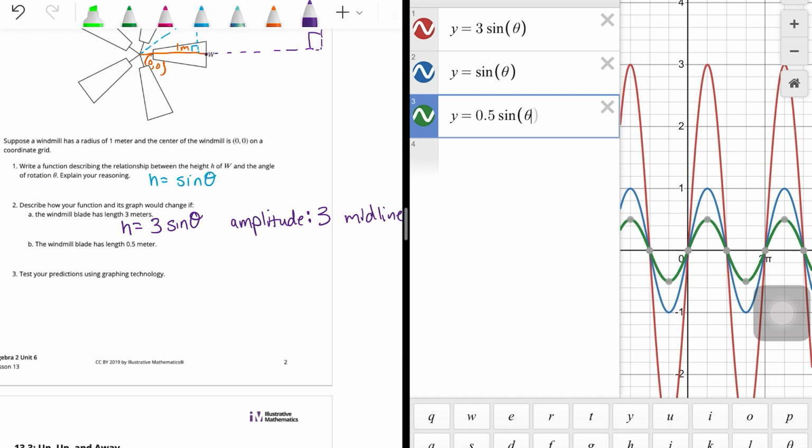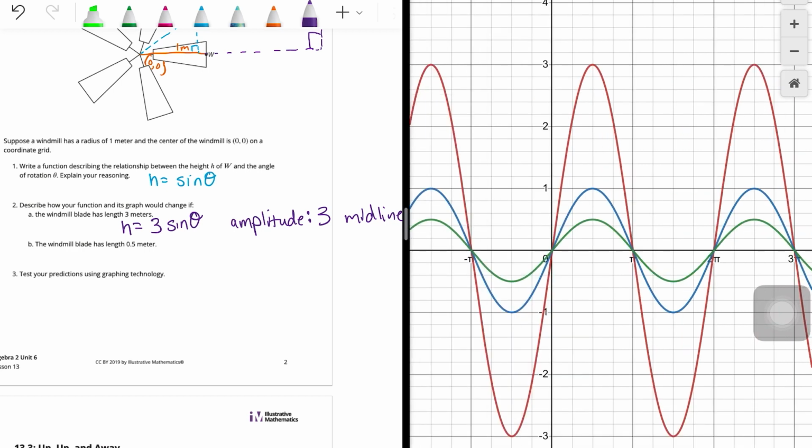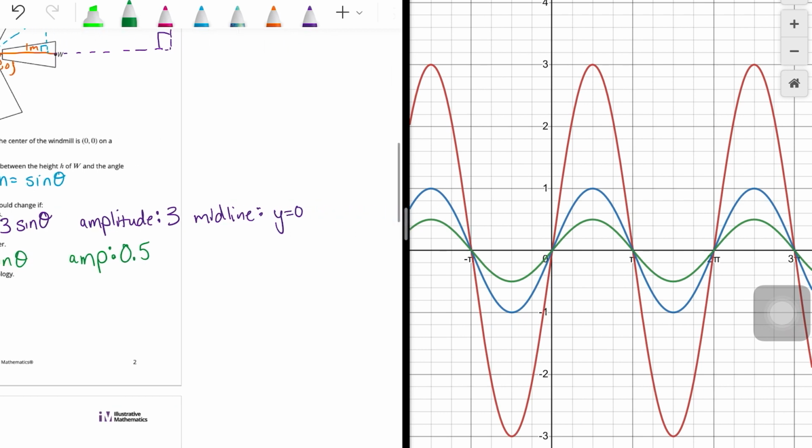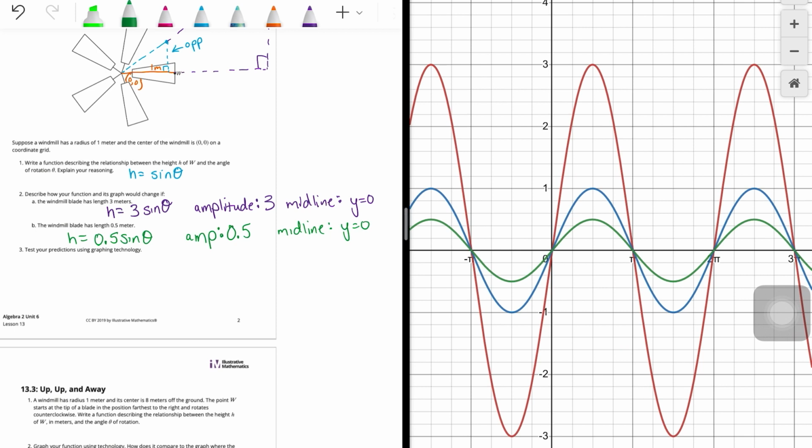And you can see now that it got shorter. So we have h equals 0.5 sine of theta. And so now our amplitude is 0.5. And the midline is still 0, y equals 0. All right, and so we can see what those graphs look like when we change the amplitude and the midline.